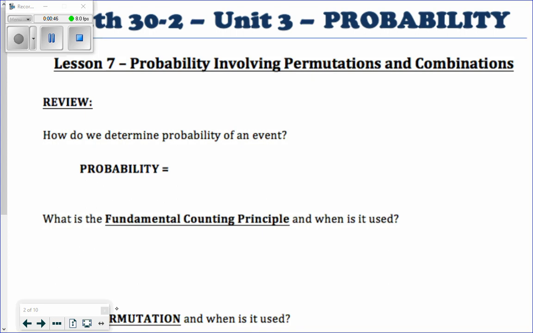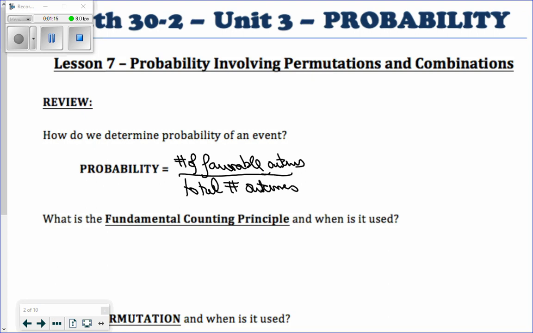So you have to read the questions very carefully because, again, you have to decide, is this a probability question or is this just a permutation combination question, okay? So probability. It's the number of favorable over the total number. So number of favorable outcomes over total number of outcomes. So it's everything that you want to have happen over everything that could happen.